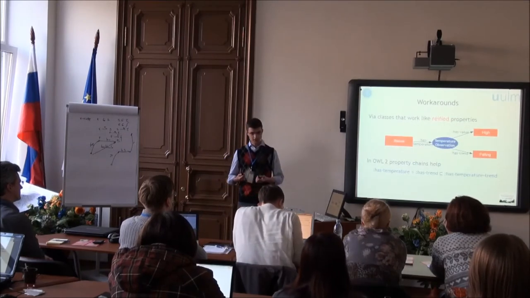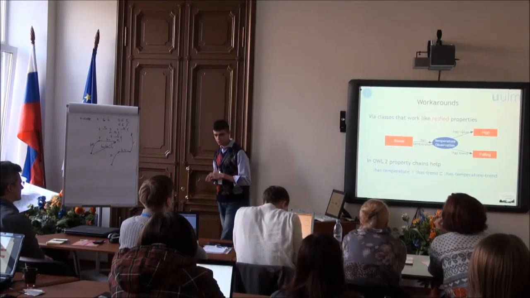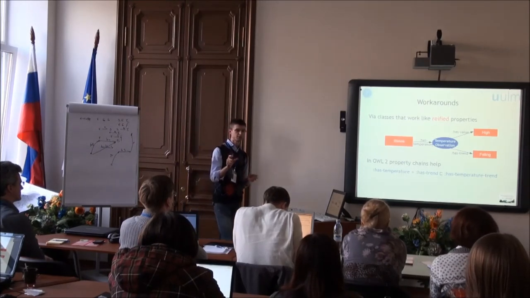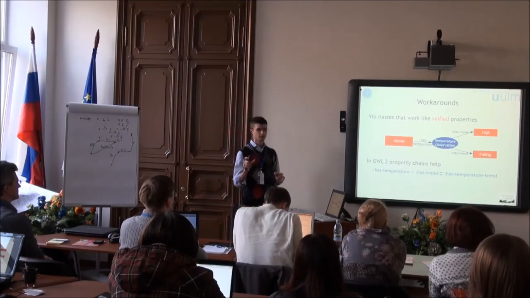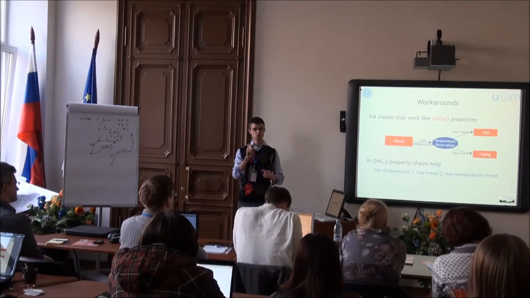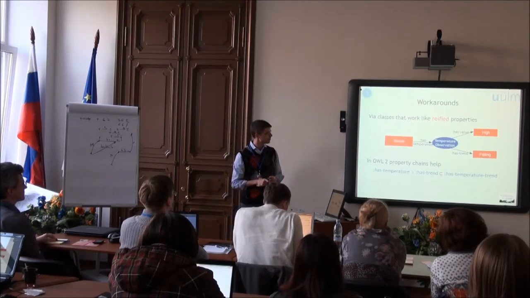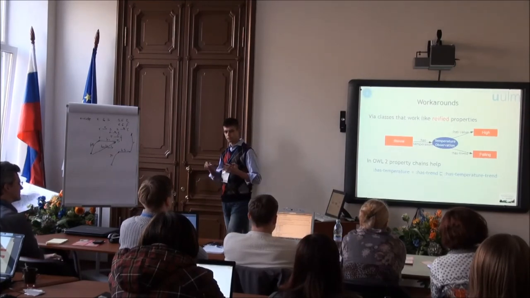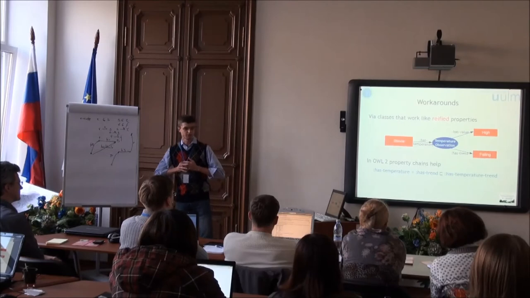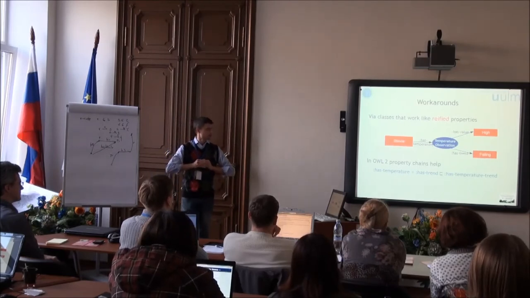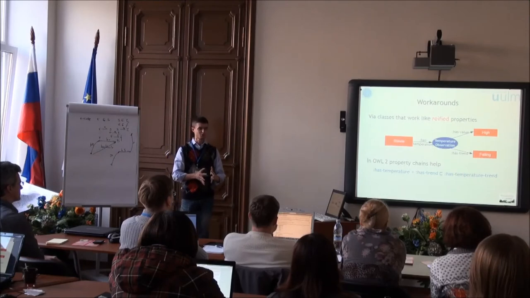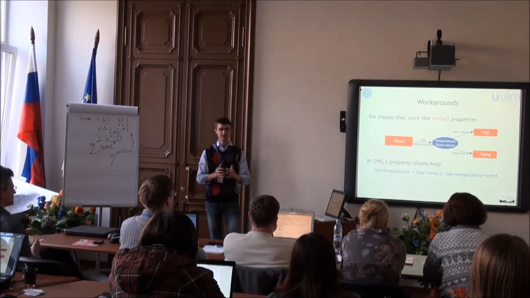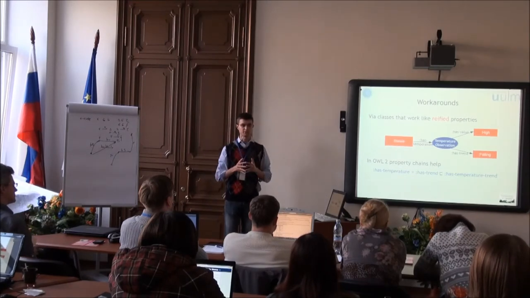So a typical way of doing this, since you cannot say directly that the relation has three arguments, is that you have to work around it. The approach is named reification, and you typically introduce classes which reify the properties. Reify means that you take something which is not a concept, which is actually an n-ary predicate, and turn it into a concept.